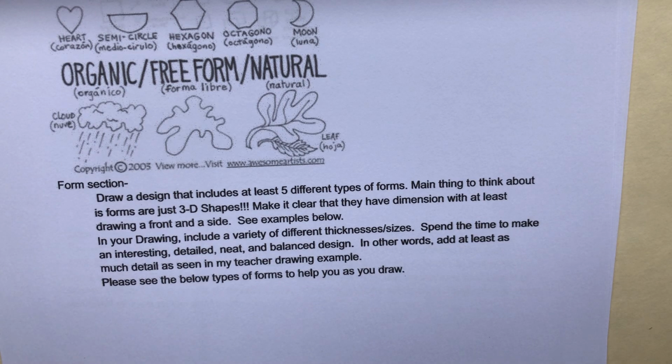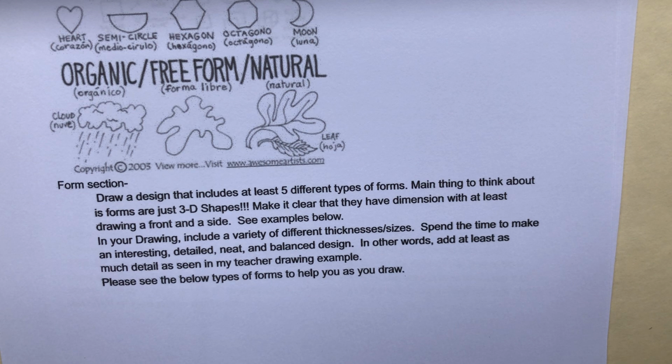All right, so we've got our video number 2, and this is going with the form section of our design that we're going to do. So in the form section, you're going to draw a design that includes at least 5 different types of forms. The main thing to think about is the forms are just three-dimensional shapes. So it's going to at least show one side to it and just make it clear that it does have a side, that it has dimension and that sort of thing.